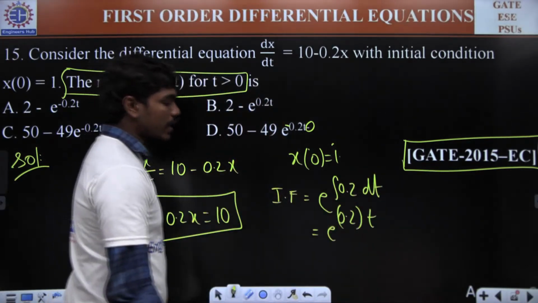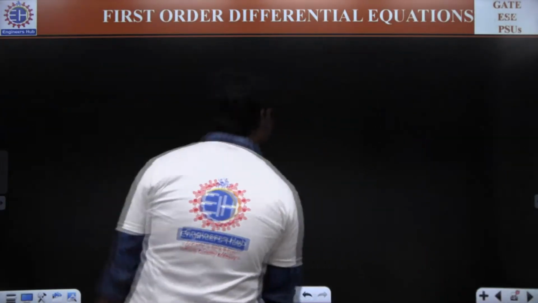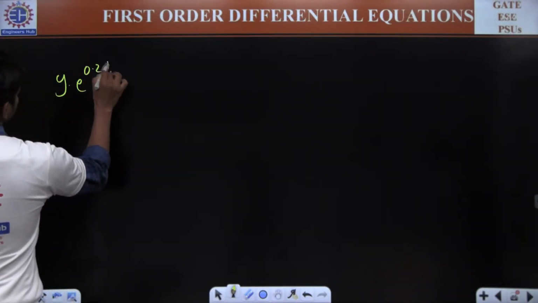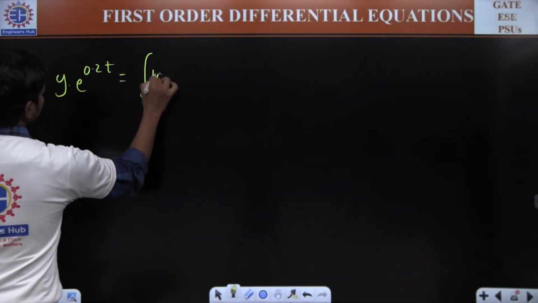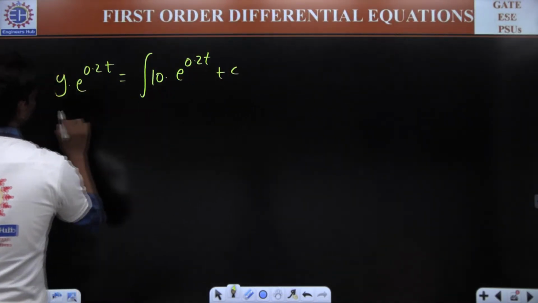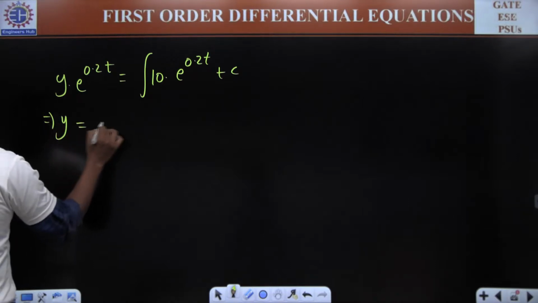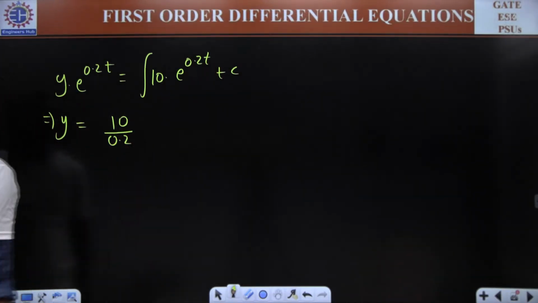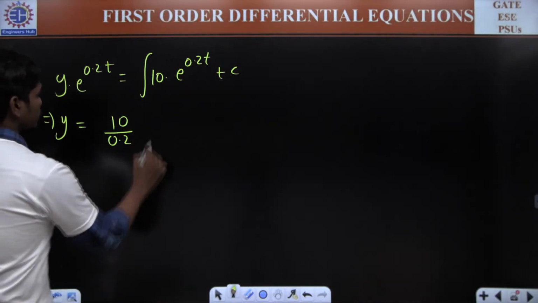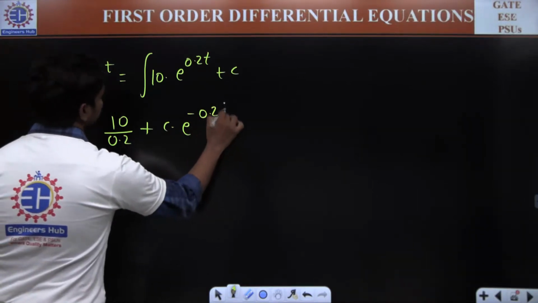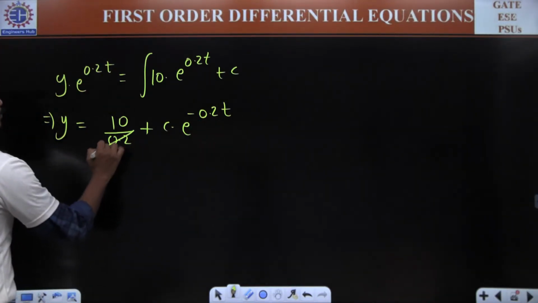If this is the integrating factor, then definitely the solution is x into e power 0.2t is equal to integration of 10 into the integrating factor e power 0.2t, plus constant. So x is equal to 10 by 0.2 plus c into e power minus 0.2t. This is what you have, and of course this is 50.